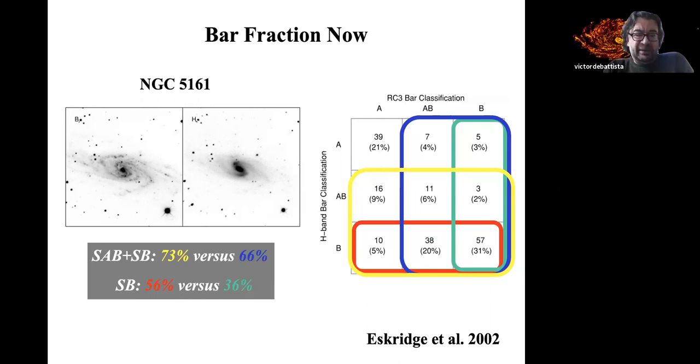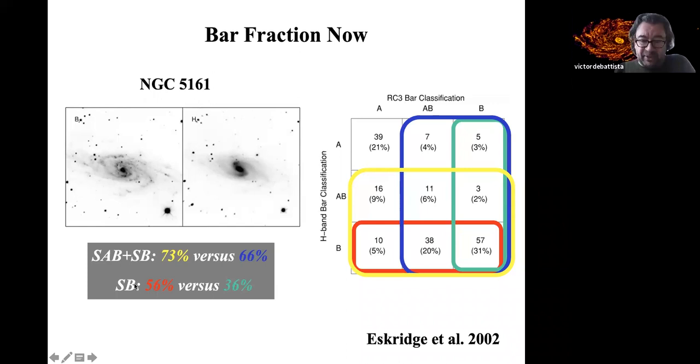And this has led to the realization that the historical classifications we had up to the year 2000 of the fraction of barred galaxies, which at the time we thought was about 1/3 of galaxies, in fact needed revising. And here I have a little bit of a matrix of the old RC3 classifications versus the H band classifications from a study by Eskridge et al. The conclusion of that is that the fraction of strongly barred galaxies, when you go from B band to H band, goes from about 36% to about 56%.